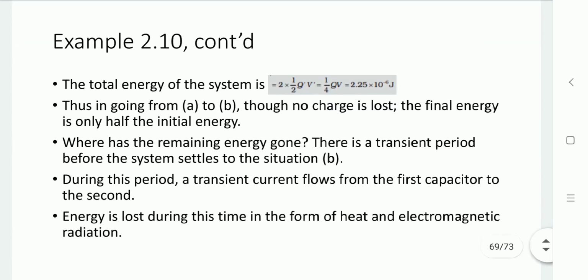So the total energy of the system is 2 times 1/2 Q dash V dash. So that is 1 by 4 QV. Since 1/2 QV we had was 4.5 into 10 raised to minus 6, 1/4 QV is 2.25 into 10 raised to minus 6 joule.